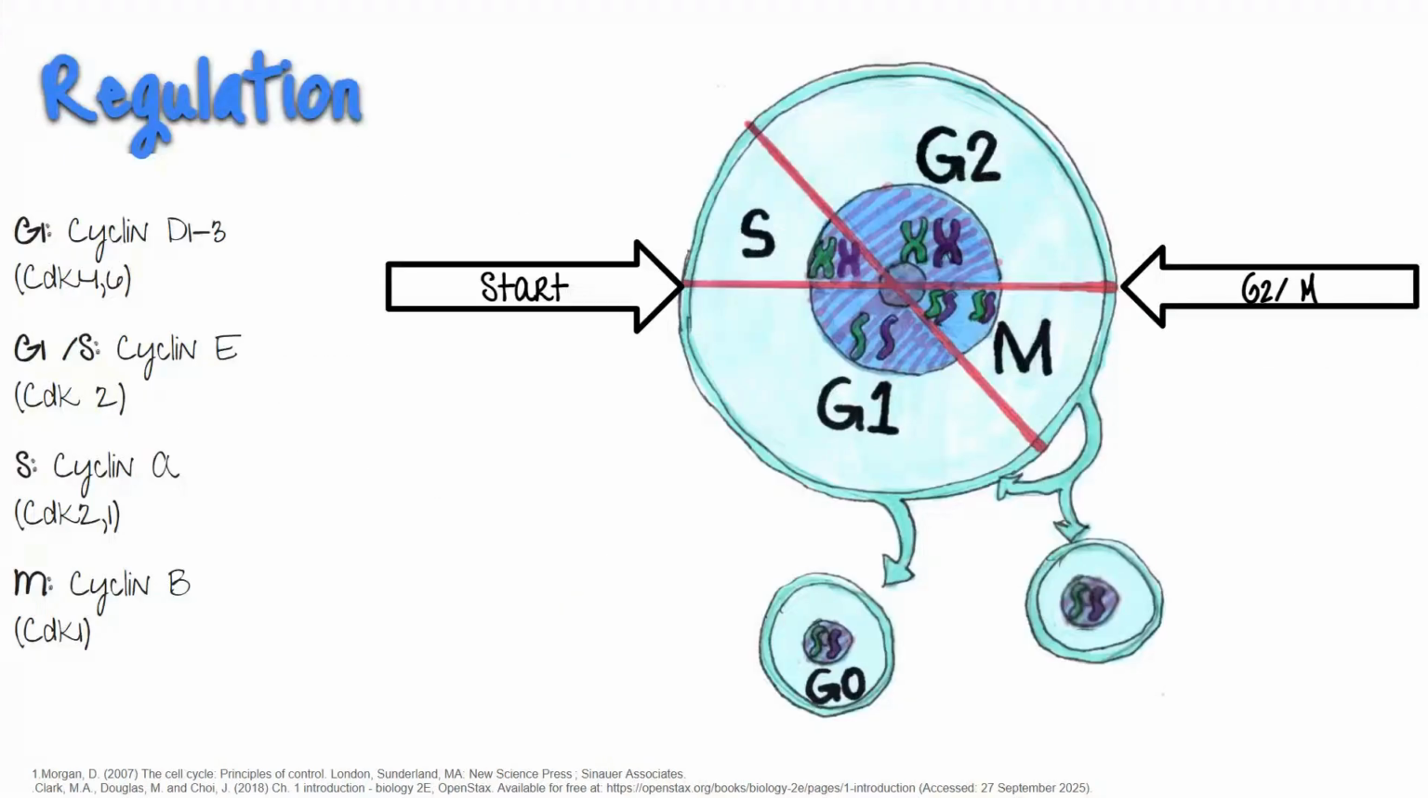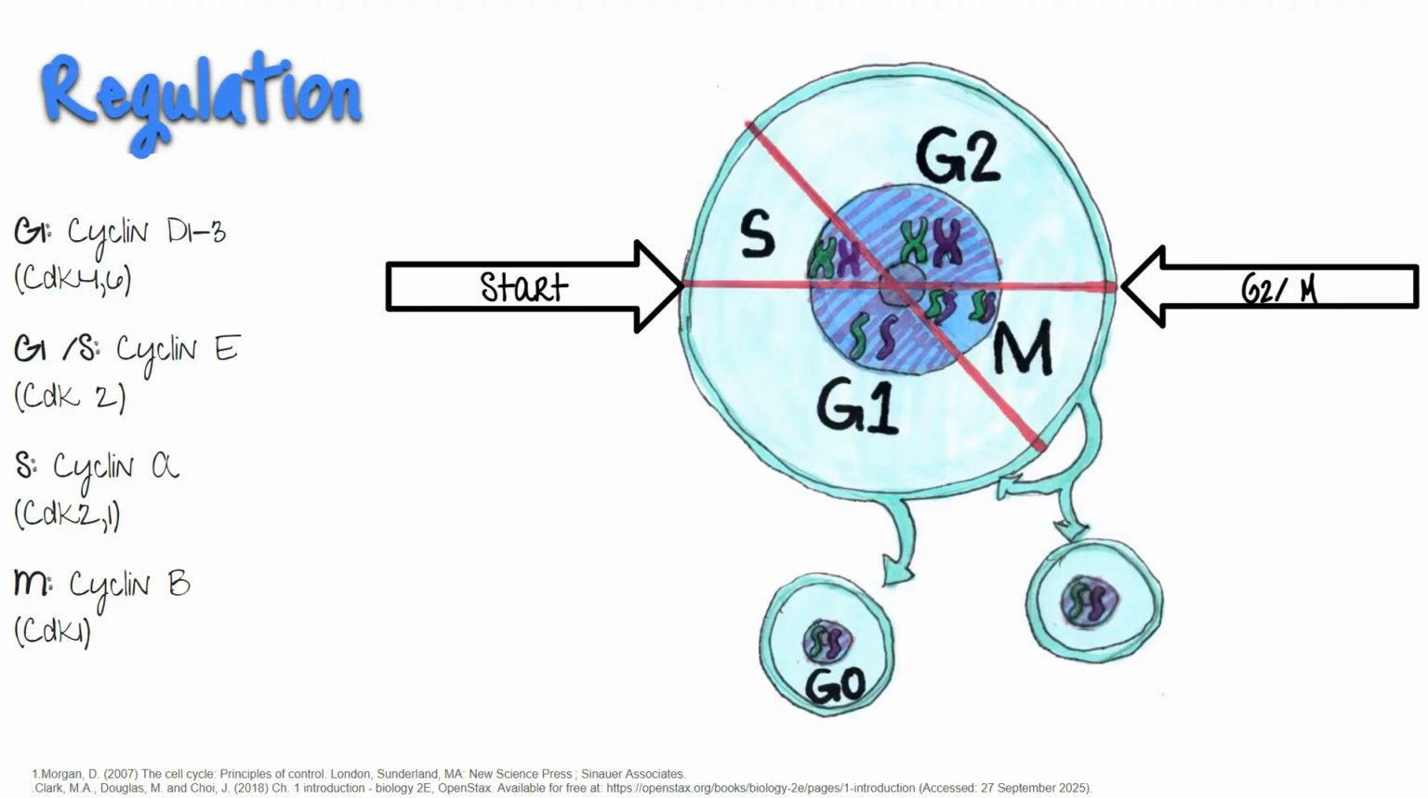Regulation of the cell cycle. What are cyclin CDK complexes? Cyclin CDK complexes are protein complexes formed by a regulatory cyclin subunit binding to an inactive cyclin-dependent kinase, or CDK, creating an active kinase that drives the cell cycle by phosphorylating target proteins to trigger essential events.